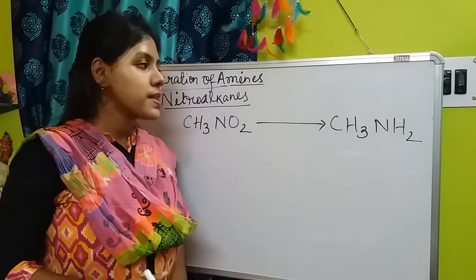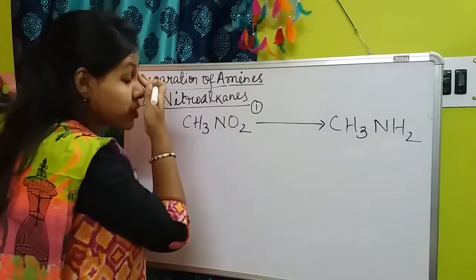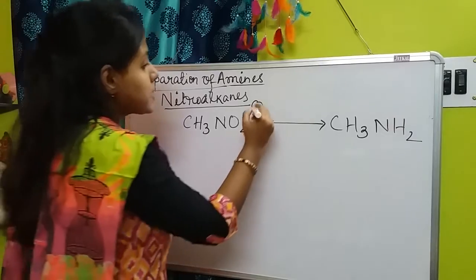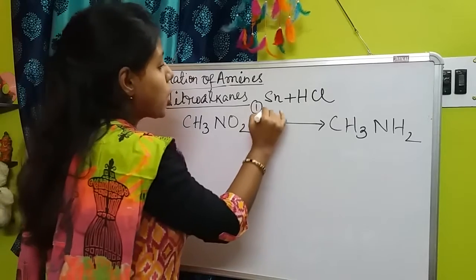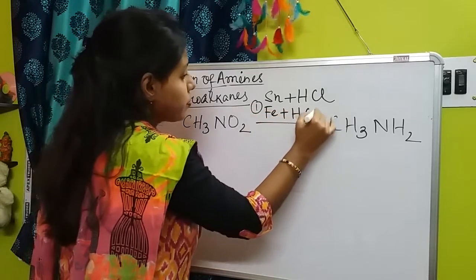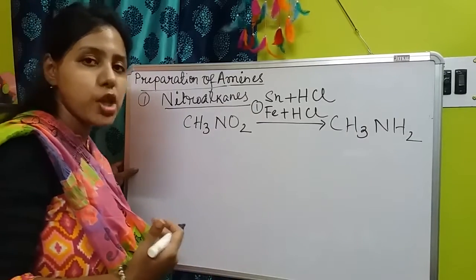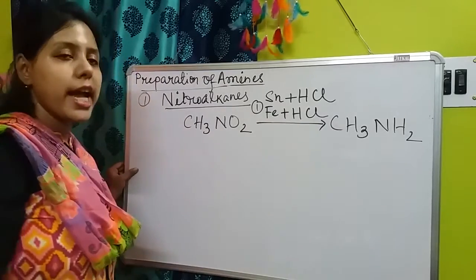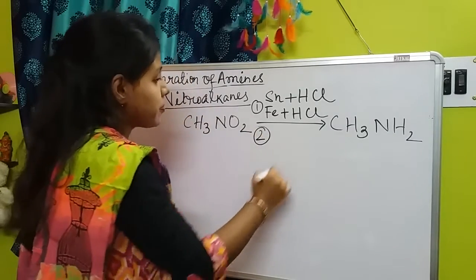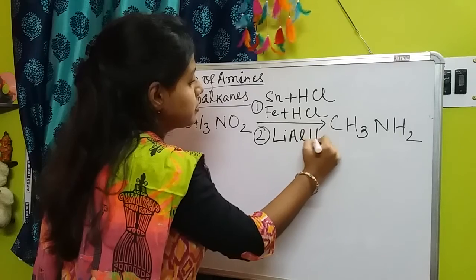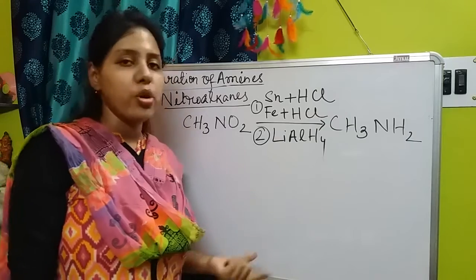So by which reagents could we reduce this compound? For reducing we could use various reagents here. Number one is tin, Sn, in presence of HCl, or iron in presence of HCl. So hydrochloric acid in presence of tin or iron could reduce this compound into a primary amine. Another example of reagent is lithium aluminium hydride, that means the metal hydrides, by using this compound also we could reduce it.